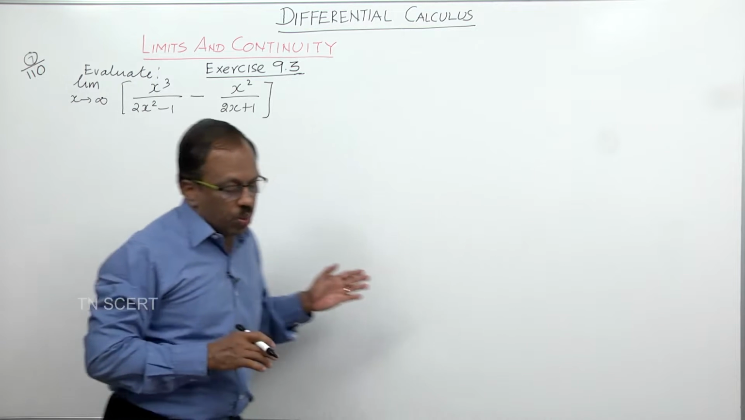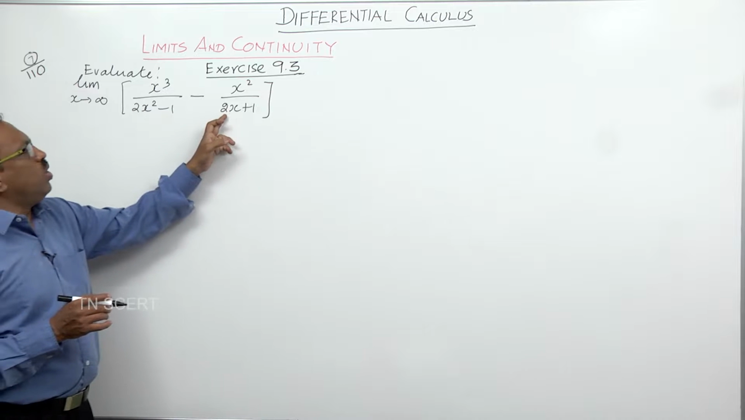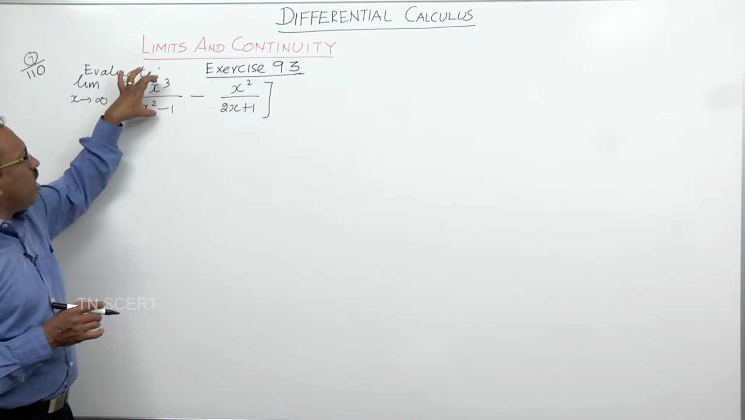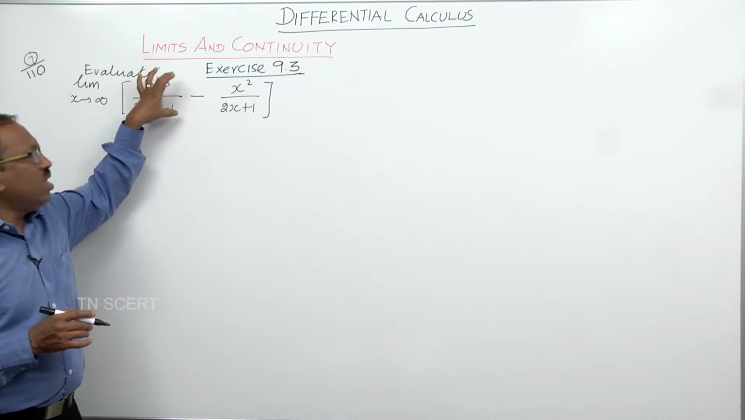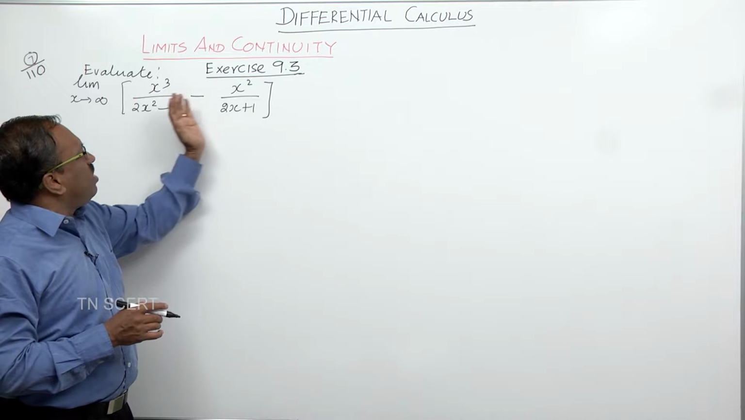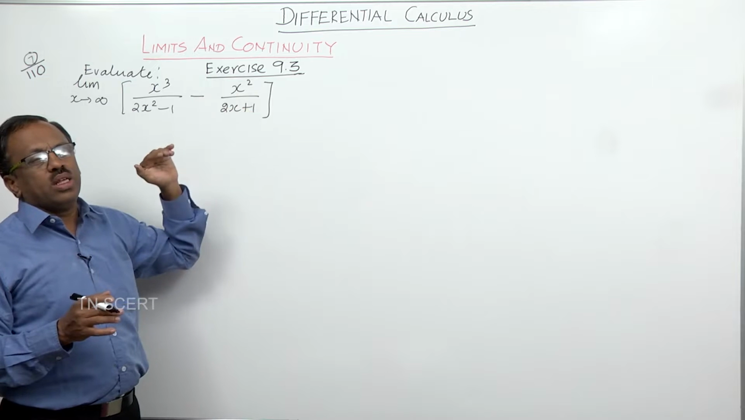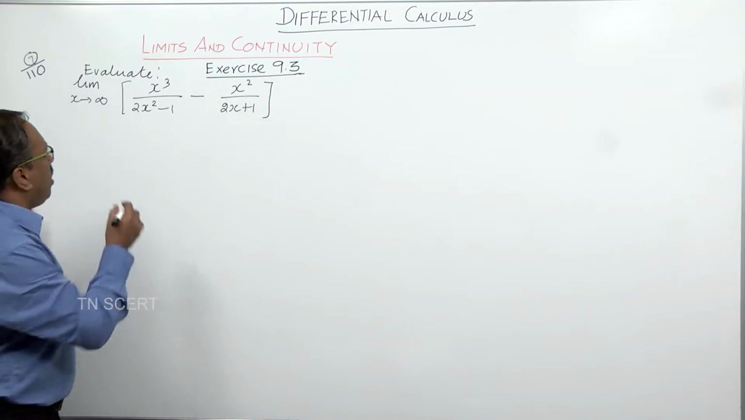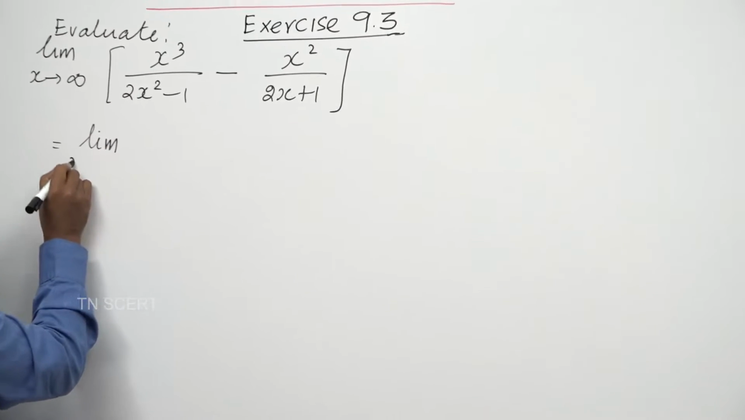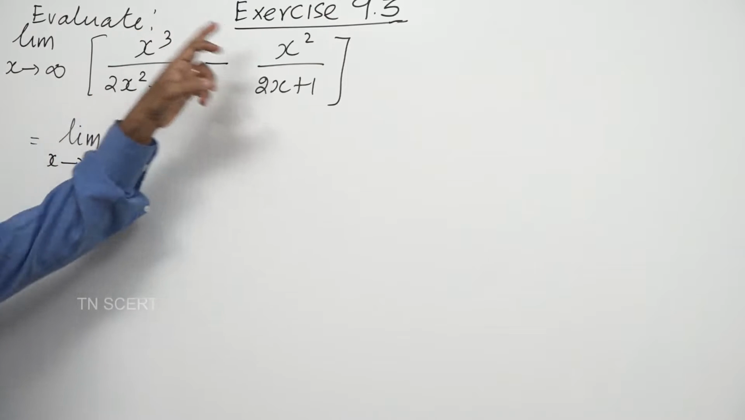So, let us take this one. First, 2x square minus 1, 2x plus 1, x cube by this, x square by this. What kind of rational expressions are these? These are also rational expressions, p of x by q of x, but each part is totally different. So, what I do first is take the limit as x approaches infinity.